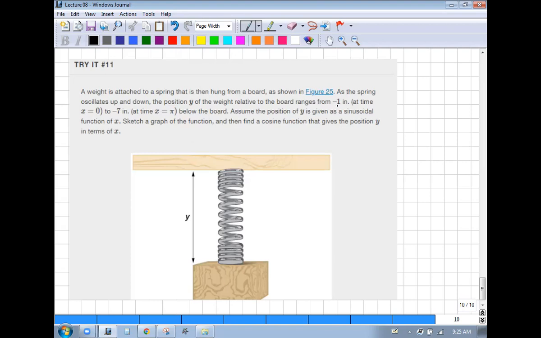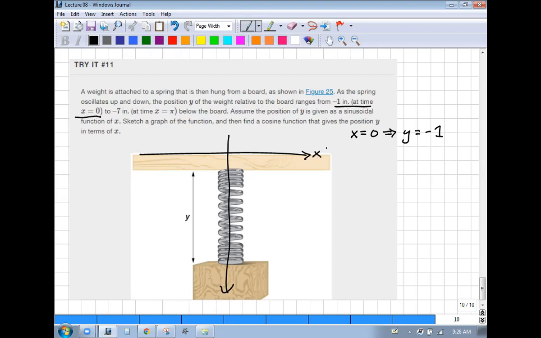minus one at time x equals zero. So they're using x for time. I'd use the letter t for time, but they want to use x. Fine. So they're saying at time zero, the y value is minus one. So basically, here's my x. I won't even label it. Now, here's y. So this is minus one.